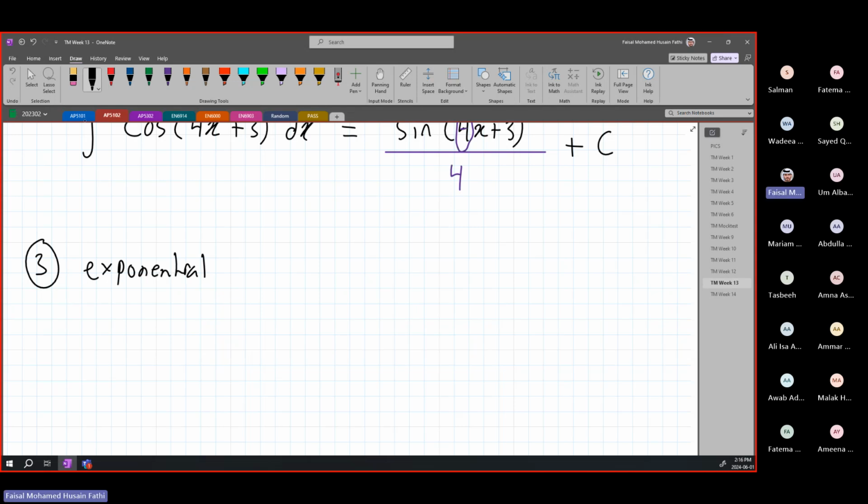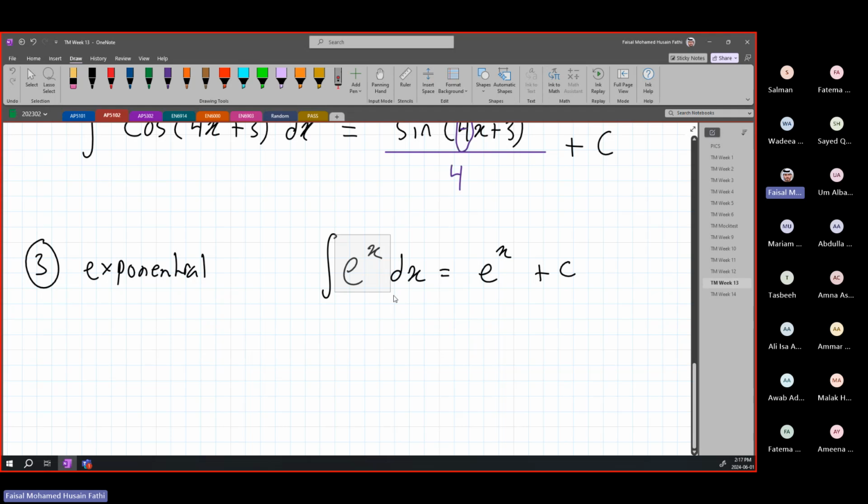If you remember, it was very easy. If you have e to the power of x, the integration of e to the power of x dx is simply e to the power of x plus c. Integration of it is the same number you get.